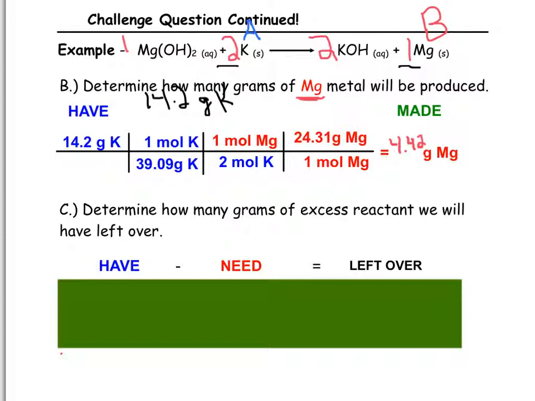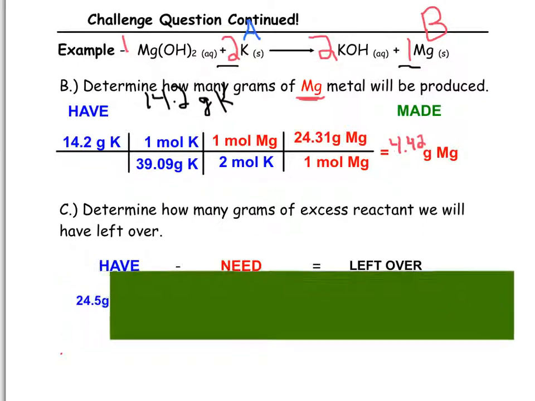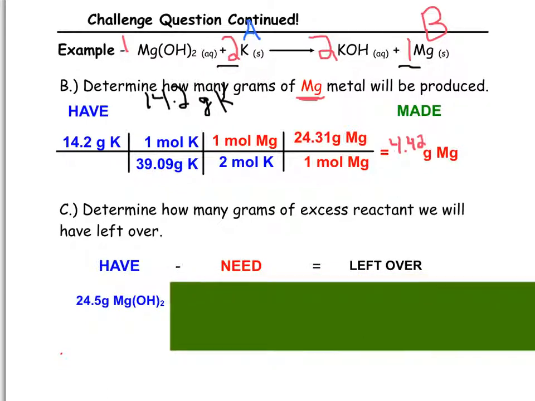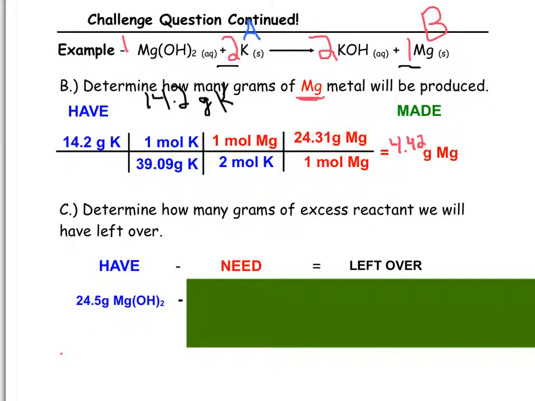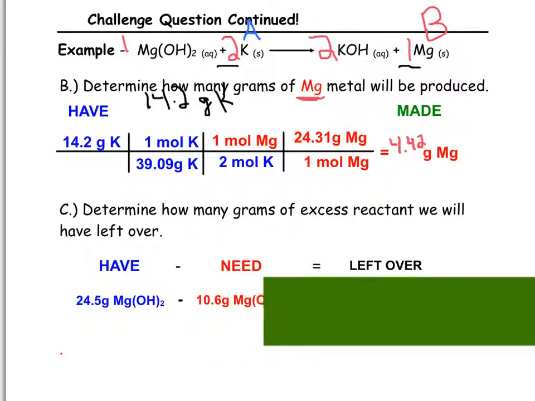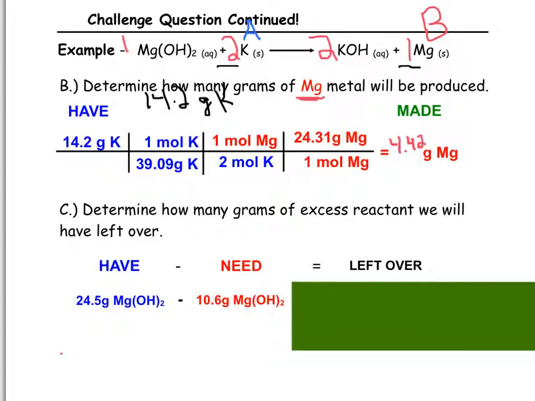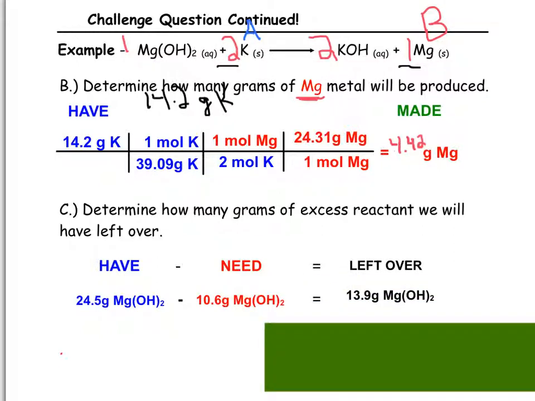And looking back at the last slide, we know that we have 24.5 grams of magnesium hydroxide. That's how much we started with. But to react with all of the potassium that we have, to use up all of our potassium, we only needed to use 10.6 grams of magnesium hydroxide, which means that we are going to finish with 13.9 grams of magnesium hydroxide left over.